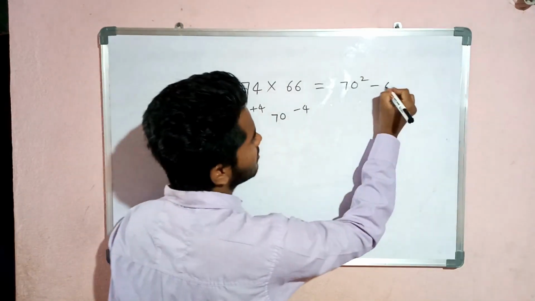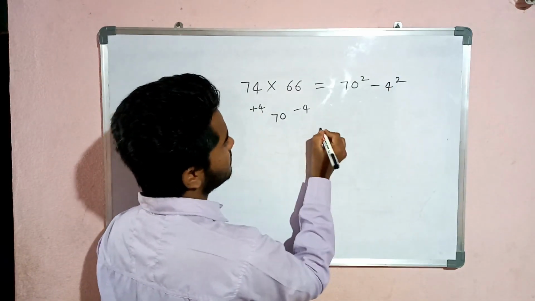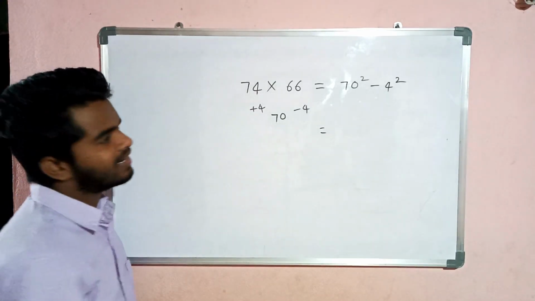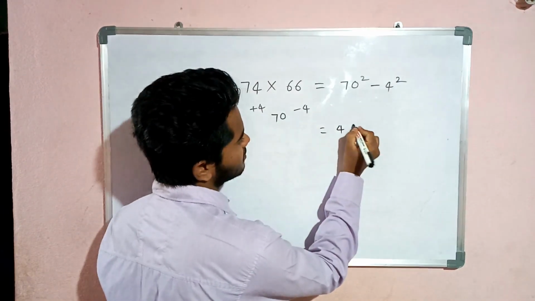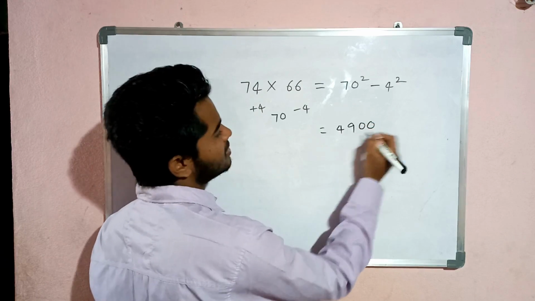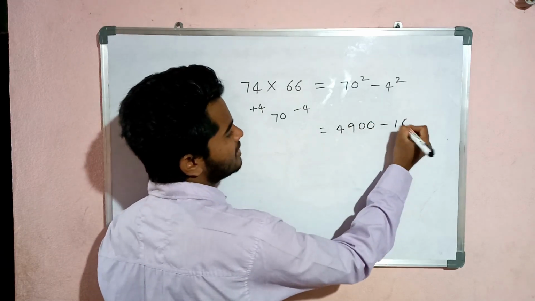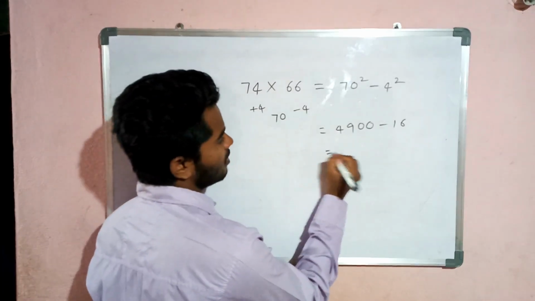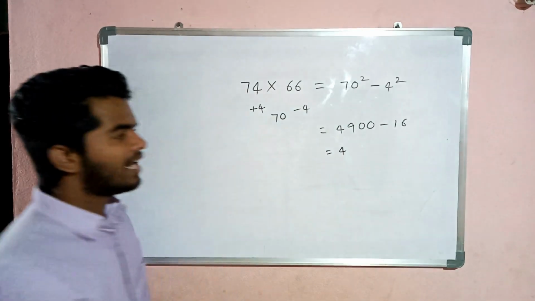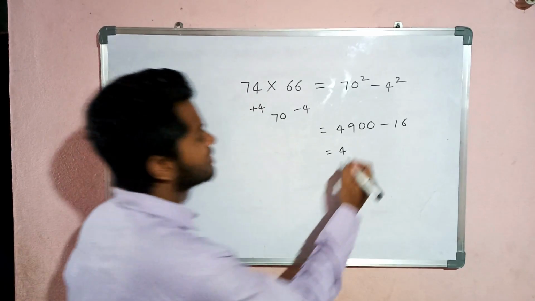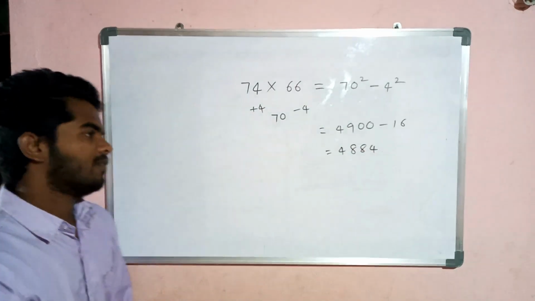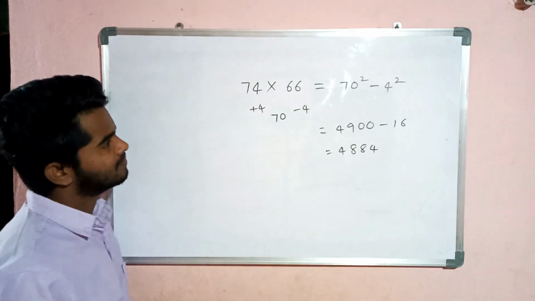4 square, equal to 70 square. 7 times 7 is 49, with 2 zeros, 4900. Minus 4 square, which is 16. 4900 minus 16 is 4884.